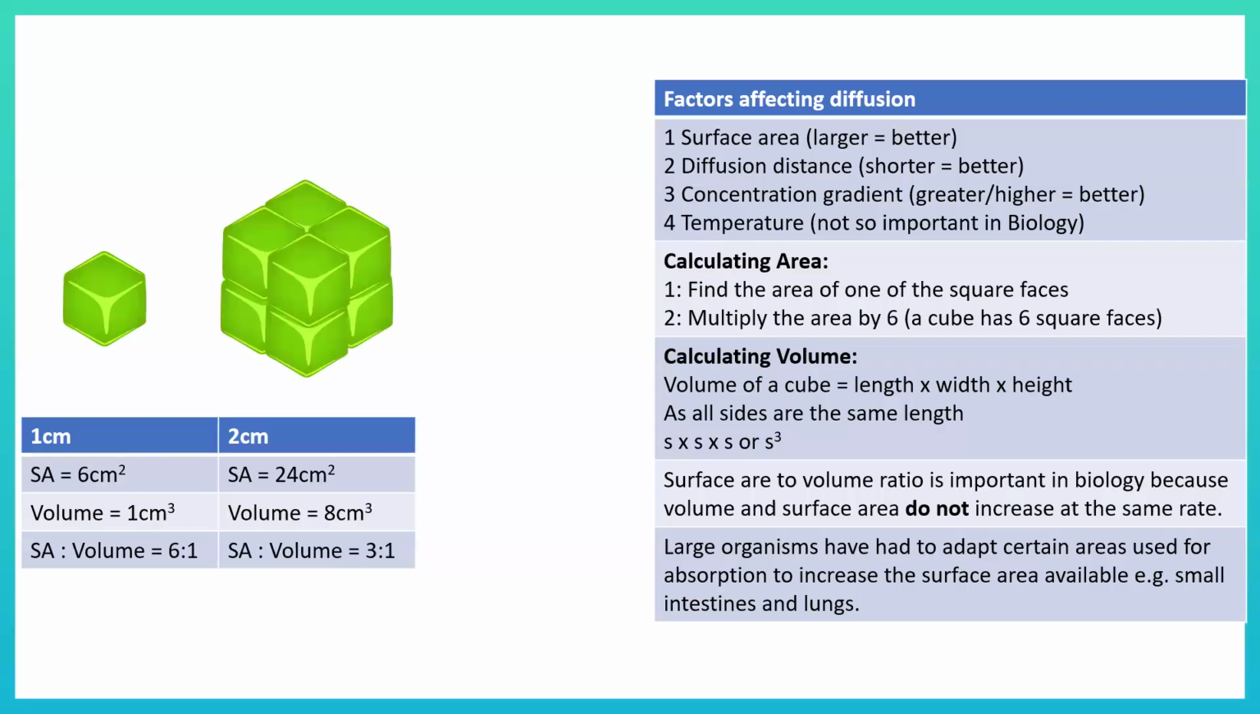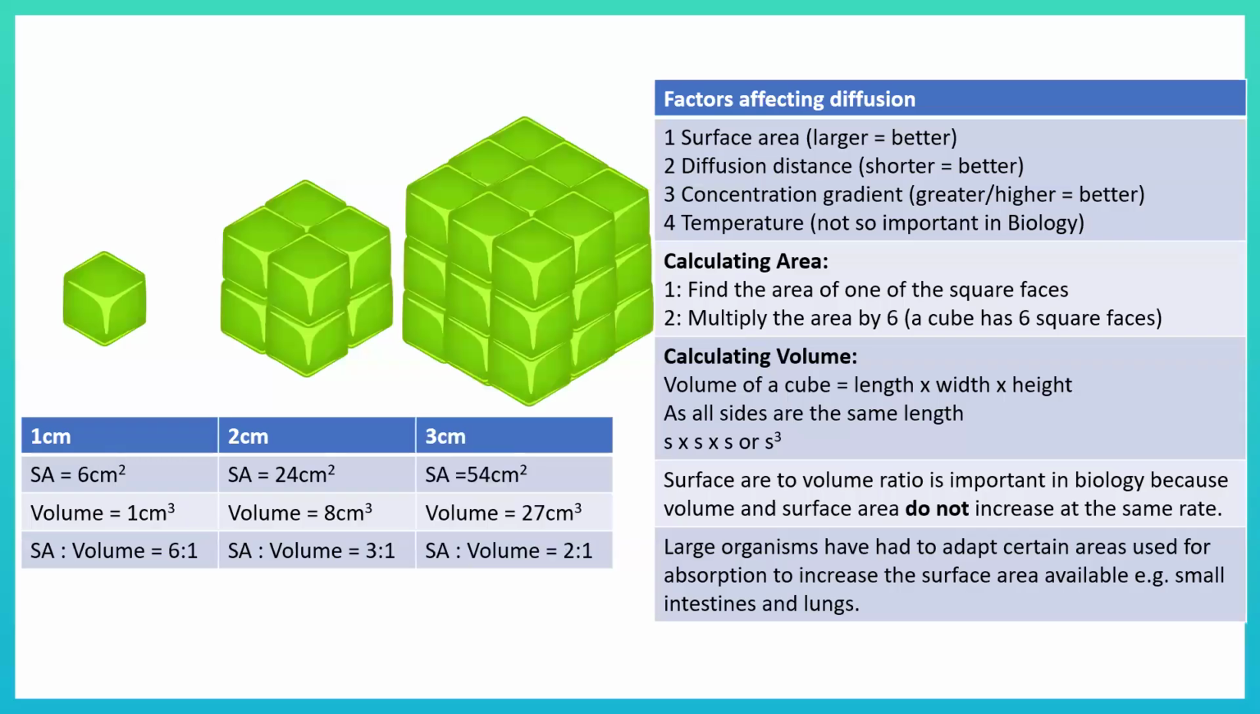Now, this cube has got 2 by 2 centimeters length. So if we do 2 times 2, that gives us the area of a face, 4, 6 faces, like a die. So its surface area is 24 centimeters squared. But its volume, 2 times 2 times 2, is 8 centimeters cubed. So surface area to volume ratio, 3 to 1.